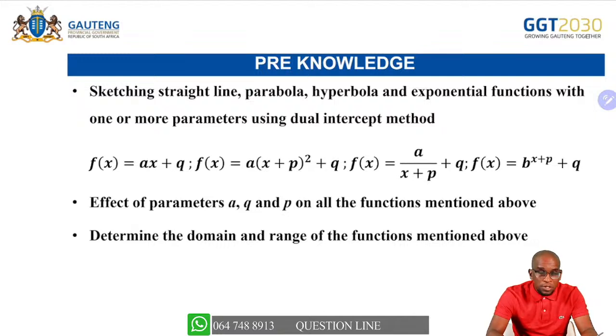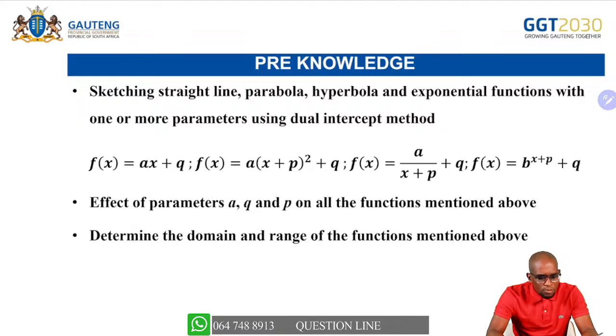Number one would be sketching of a linear function, a quadratic function, a hyperbolic function, and an exponential function with one or more parameters using the dual intercept method. Obviously, the dual intercept method is the method that you use when you calculate the intercept. X-intercept, you put y to be 0. Y-intercept, you put x to be 0. That is the dual intercept method.